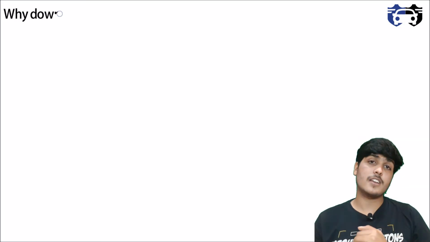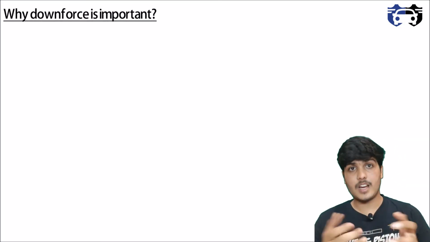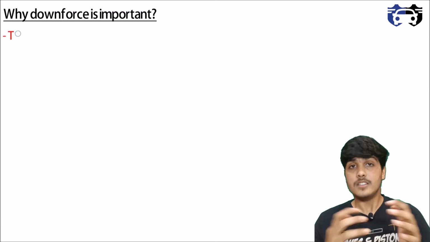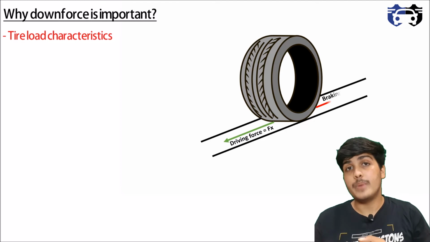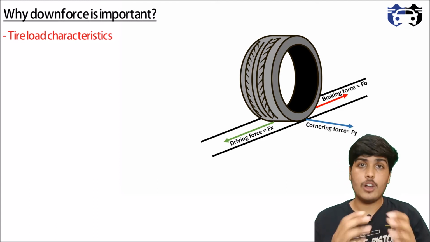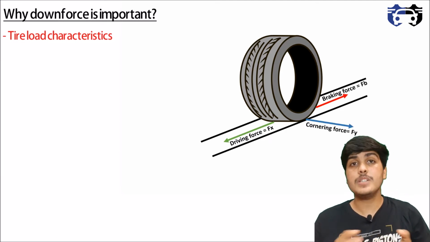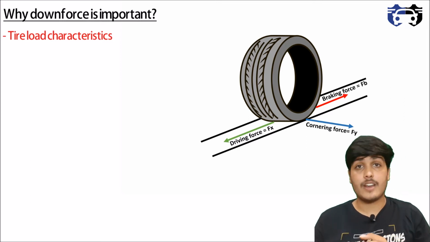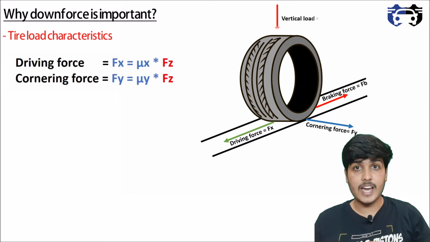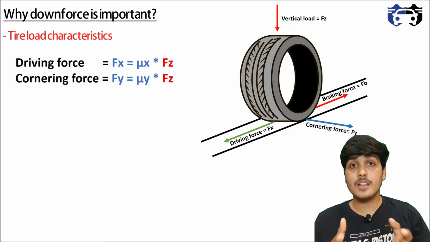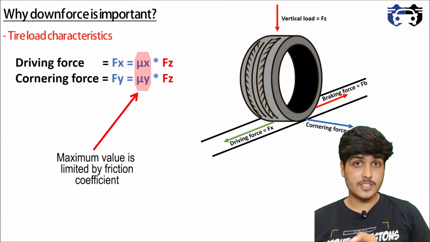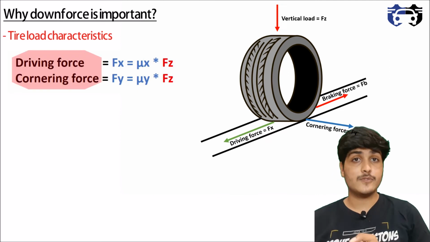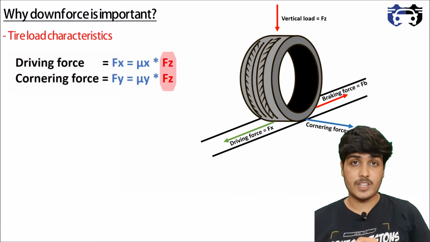For understanding the significance of the aerodynamic downforce on race car performance, we need to understand the tire load characteristics first. When you drive your vehicle, driving force, braking force, and cornering force all are generated at the contact patch between tire and road. These forces are affected by the vertical force applied on the tire, and their maximum value is limited by the friction coefficient. So here we know that the friction coefficient is constant, and to increase the value of these forces, we need to increase the vertical force.